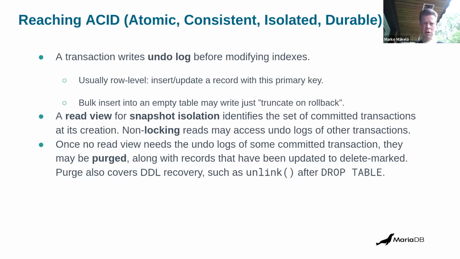The undo log is usually row level, but there is a special case for inserting data into an empty table. In that optimization, we just write a single record into the undo log saying that if this transaction needs to be rolled back, then we just truncate this table or partition. And then we will obviously use table level locking to cover the insert.